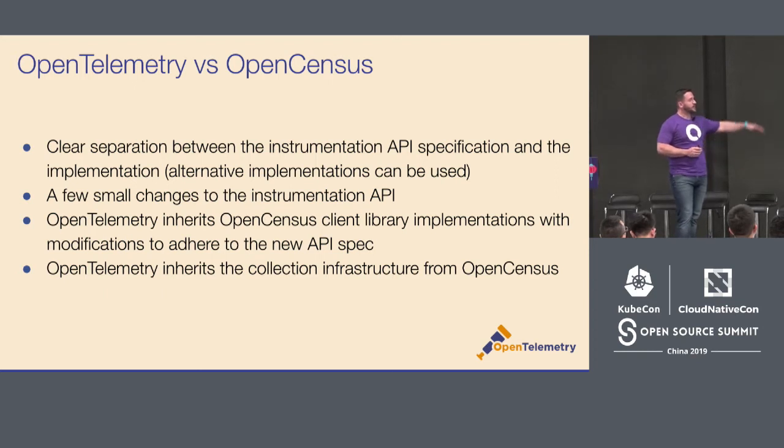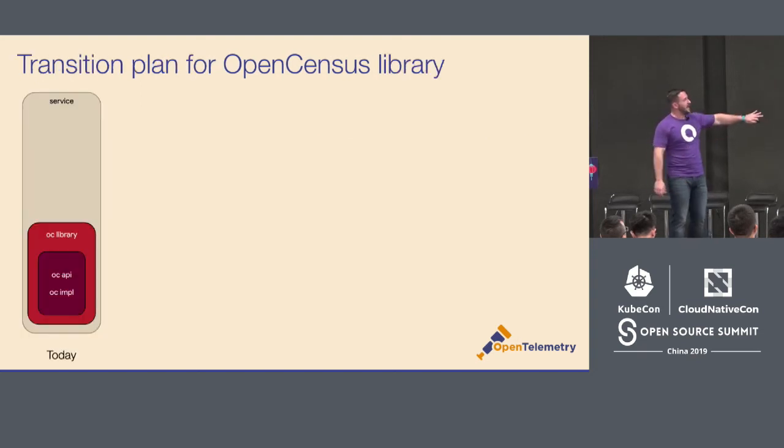Other than that, the instrumentation API is going to change a little bit, but none of the specifics are going to really impact you. I do want to walk through what a migration might look like from OpenCensus because it's kind of interesting visually. So today, let's say that you have a service or an application written in whatever language, let's use Go, and you leverage the OpenCensus client library. It actually has an API and an implementation. I said that they're tightly coupled. That's how OpenCensus is today.